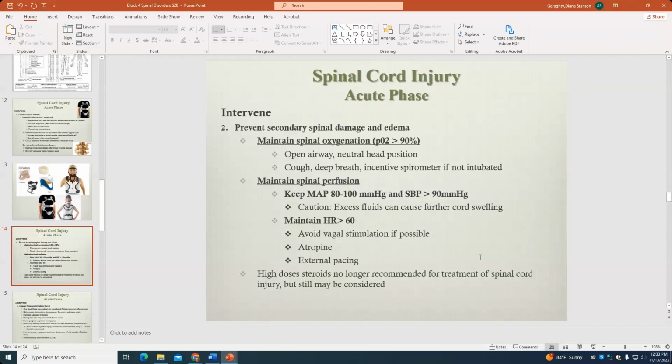And then vagal stimulation. What is vagal stimulation? What's going to stimulate the vagal? We showed you how to shut it down. Atropine will shut down vagal stimulation or parasympathetic. How else do you avoid stimulating your rest and digest nerve? What stimulates it?